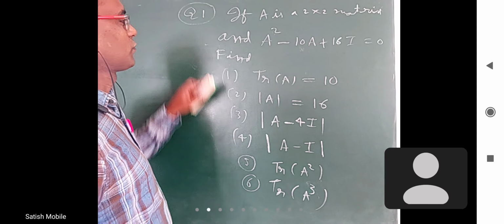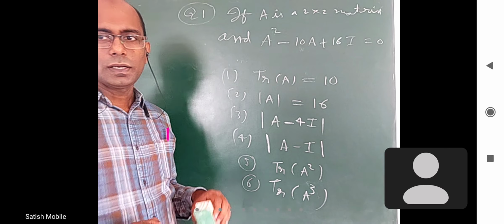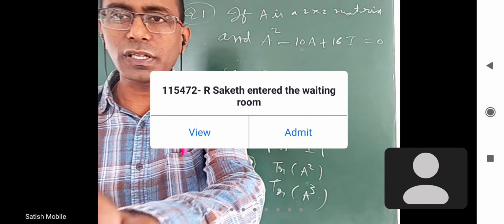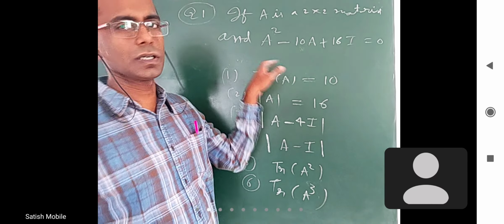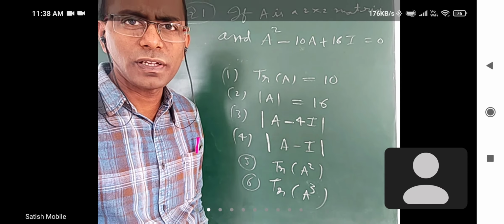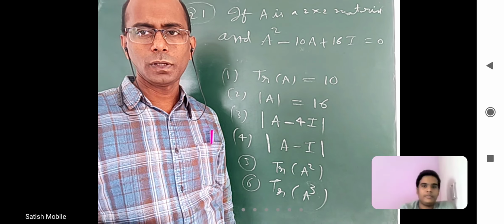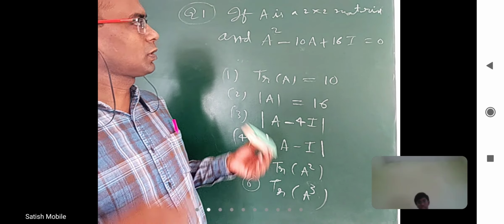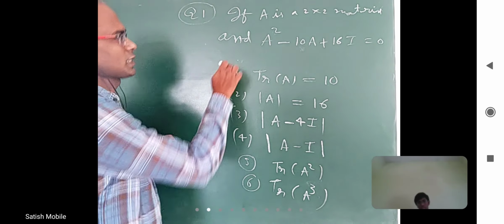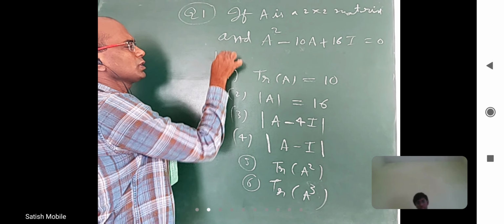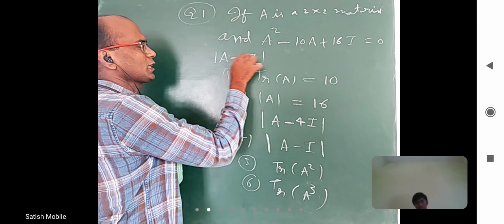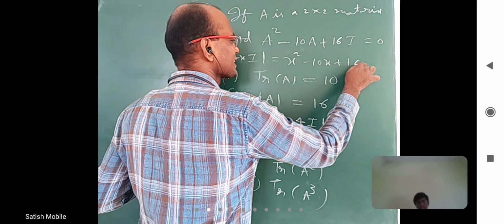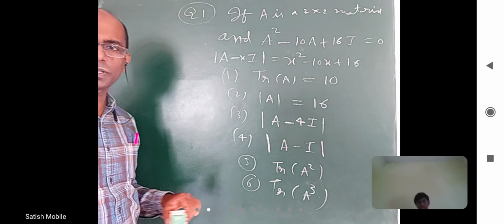How to do third and fourth is, in the previous two examples, what is that? I gave the matrix, I found the characteristic equation, then only I found this quadratic equation that A should satisfy. Am I right? Now I am going to do reverse. Just from this, can I conclude determinant of A minus xI must be equal to x square minus 10x plus 16? Do you agree or not?